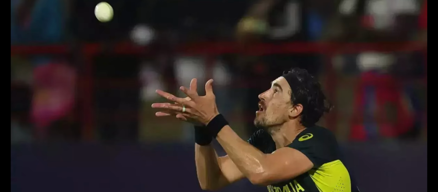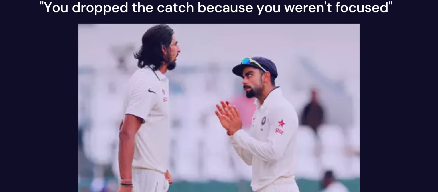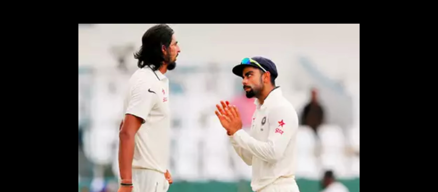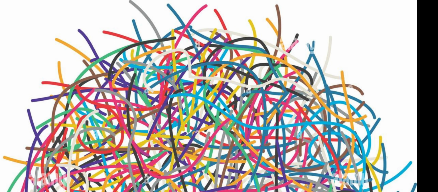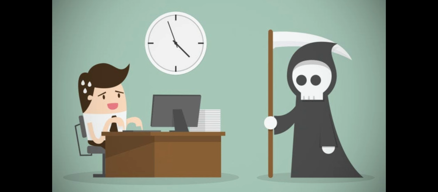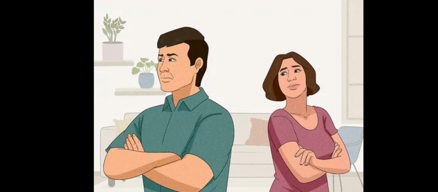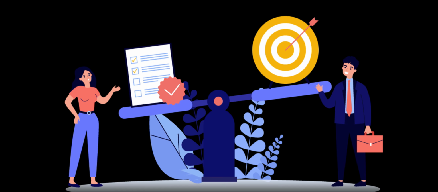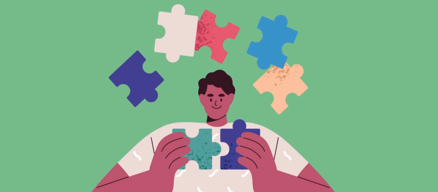Yet, too often we jump to conclusions. You dropped the catch because you weren't focused. This kind of response assumes we know the cause, but do we? Real life is seldom as clear-cut as it seems. A dropped catch, a missed deadline, a strained relationship. These are outcomes that emerge from the interplay of numerous variables, and rarely the result of one simple factor. Each potential cause requires a different response, a different kind of feedback.